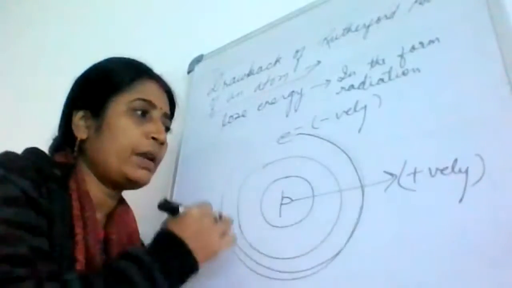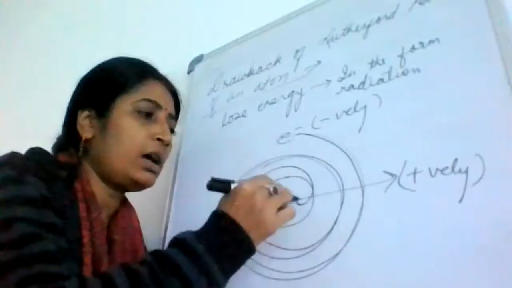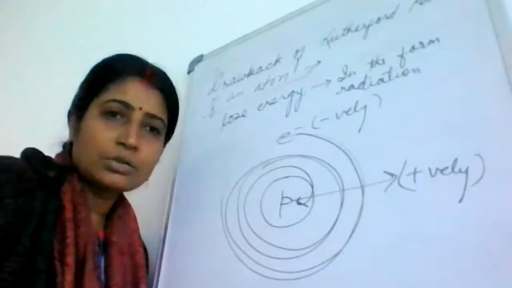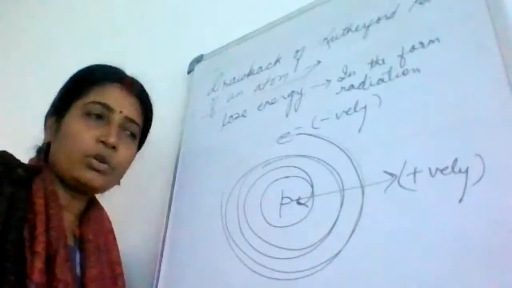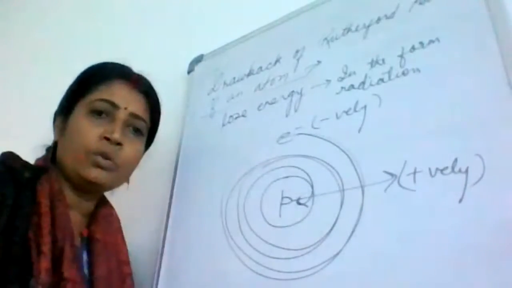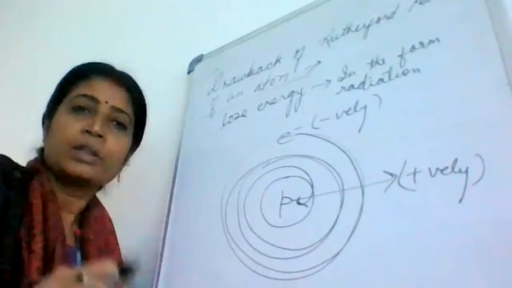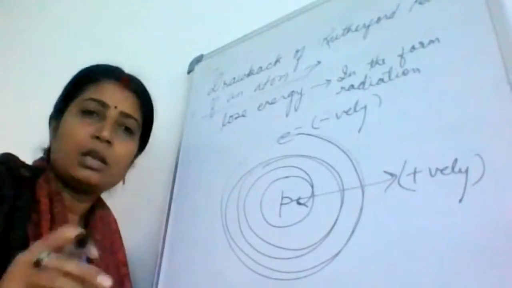So then the electron is going to fall. Ultimately, what is going to happen? The electron is going to fall into the nucleus. But this is not at all possible, because Rutherford has told, according to the alpha particle experiment, that the nucleus is positively charged. It is not possible.